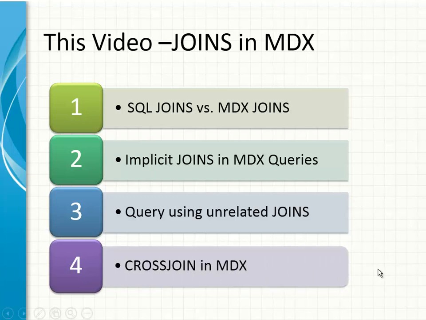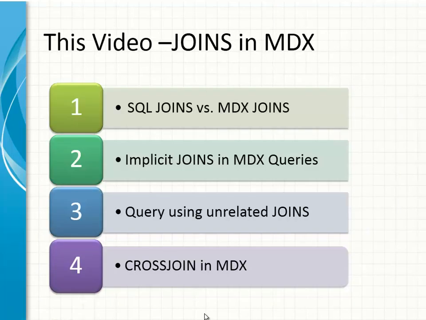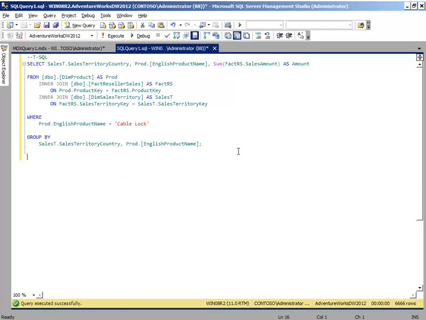Let's start with an example of how MDX joins are different from SQL joins. Let me switch to SQL Management Studio. What you see is a SQL query. This query uses the dim product table and joins that with fact reseller sales, and then it also joins with dim sales territory. There are joins mentioned between these three tables, and we restrict the product to type cable lock, and then it is grouped by the sales territory country and English product name.